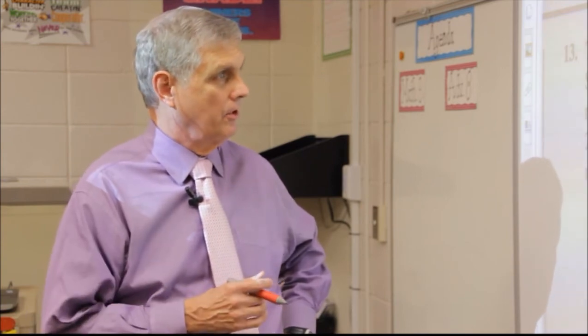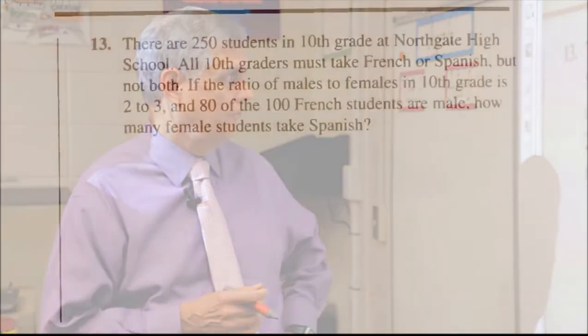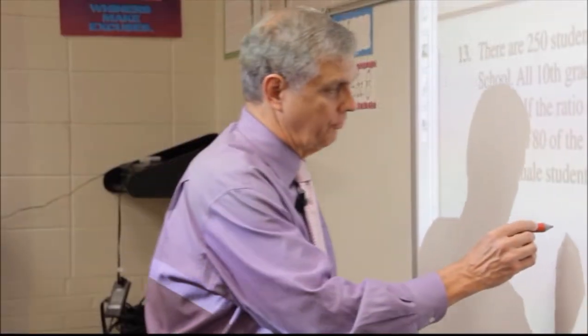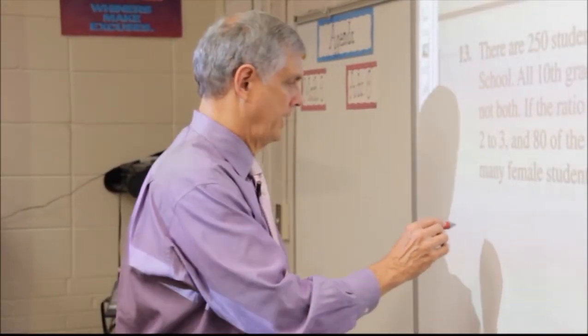Well, to solve this, we're going to use the same methodology we used on the last problem, and that is we're going to use a ratio box. And this time we do know that there's 250 students total, and what I want to do first is figure out how many of that 250 are males and how many are females. So we'll do that part first. So let's draw our box. Draw it over here.